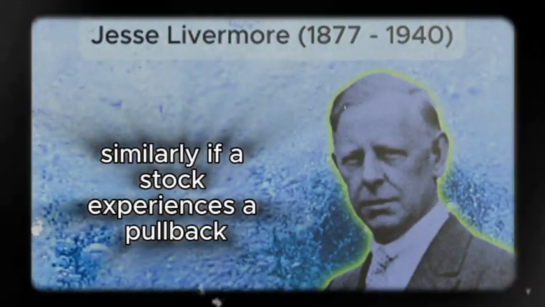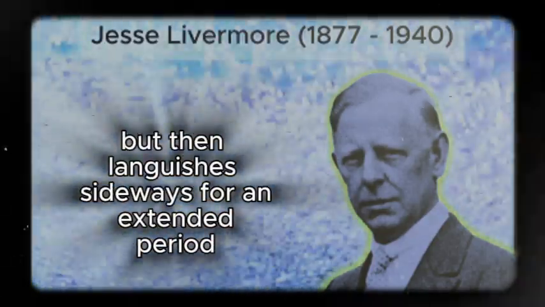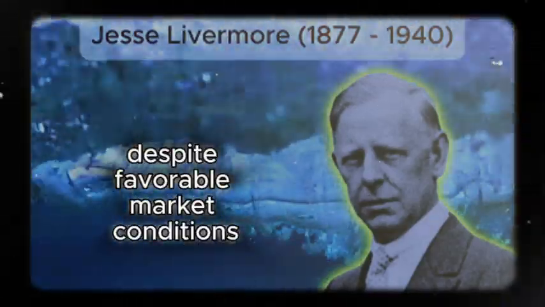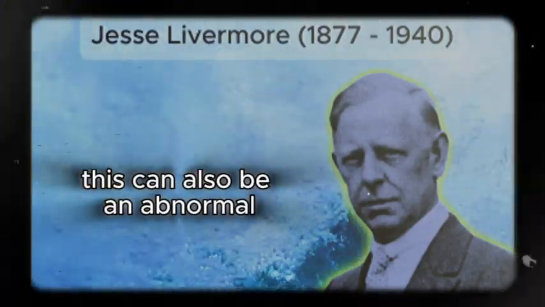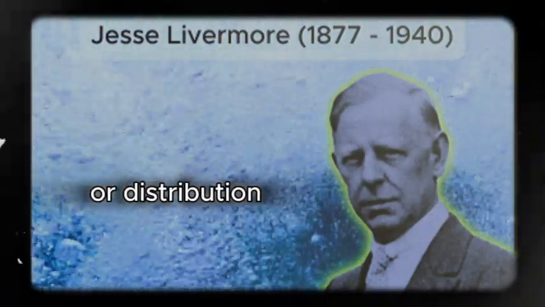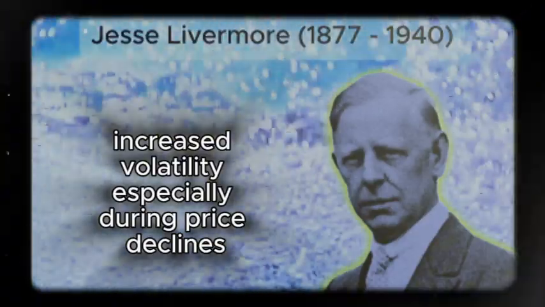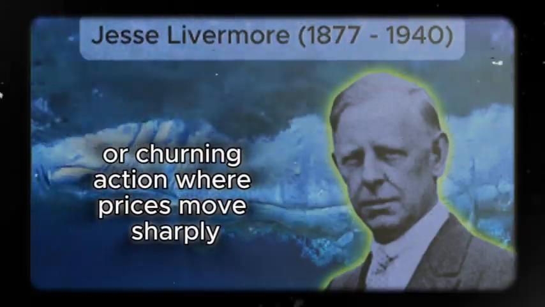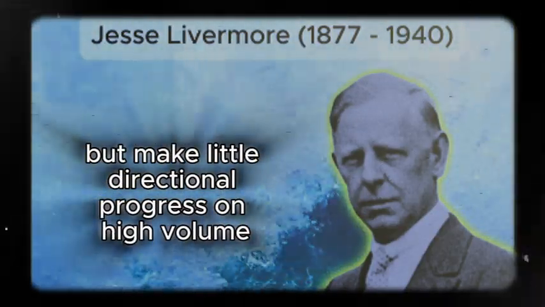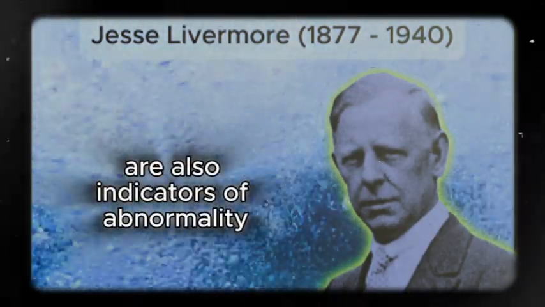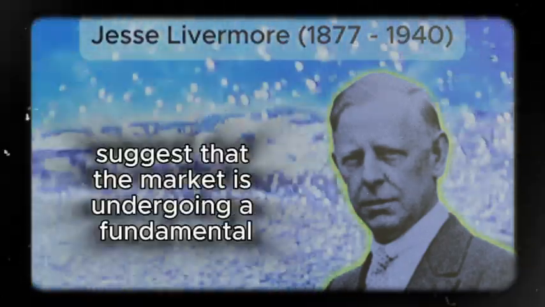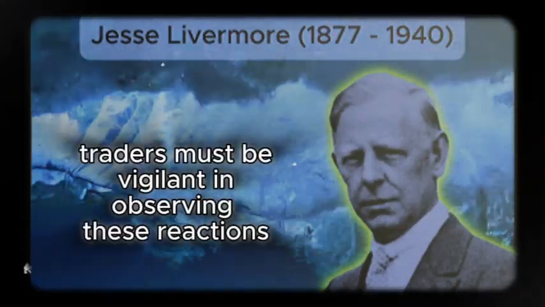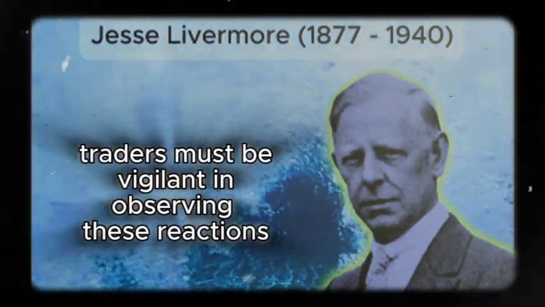Similarly, if a stock experiences a pullback but then languishes sideways for an extended period without resuming its upward trend, despite favorable market conditions, this can also be an abnormal signal of underlying weakness or distribution. Increased volatility, especially during price declines, or churning action, where prices move sharply but make little directional progress on high volume, are also indicators of abnormality. These signals suggest that the market is undergoing a fundamental shift in supply and demand. Traders must be vigilant in observing these reactions.